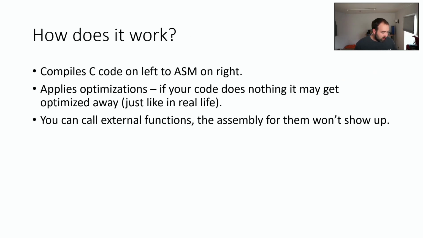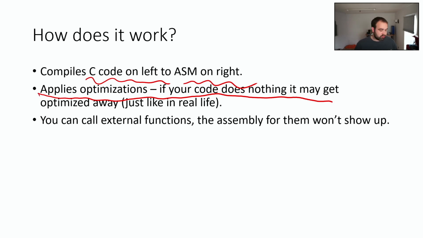Okay, so what can you do with that? The thing we can do with that is understand what the compiler is doing. There's a few caveats, right? So a big caveat here is that it applies optimization. And so if your code does nothing, it might get optimized away. So if you look at the assembly and you say, hey, where is this code? This doesn't make sense. Check if it got optimized away. There's some color coding between left and right. So it'll try to point out where stuff came from, which can be really handy.